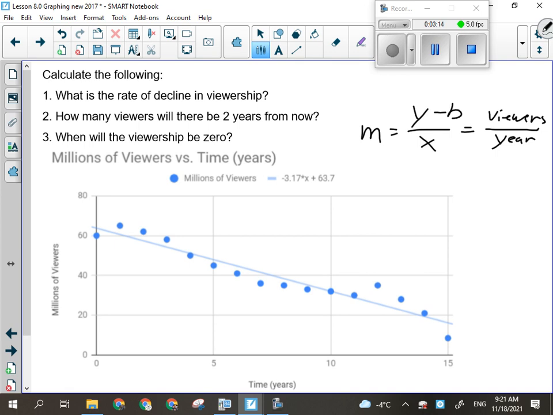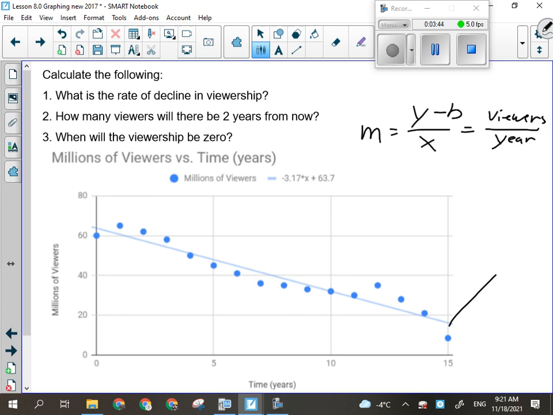Does that make sense? So in this case, what we're looking at is the decline in viewership in millions of viewers per year. According to this graph, Disney Star Wars loses 3.17 million viewers every year. Now, they came out with The Mandalorian last year, so this is starting to go back up. But we'll add that on later. Does that make sense to everybody?